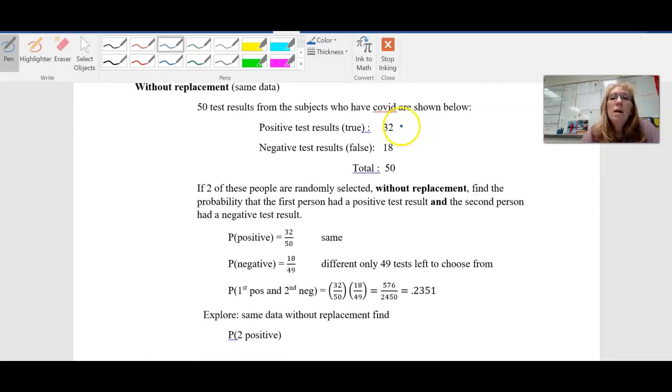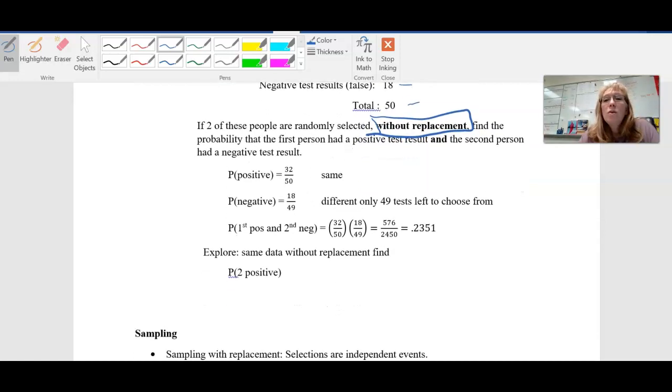Okay, same data, same 32, same 18, same 50, this time without replacement. So that means they affect each other. So when I go down here, I want to find the probability of a positive and then a negative. Well, the positive is 32 out of 50 because that's the first one I'm drawing. But now the negative, I don't have 50 left. I only have 49 tests left to choose from. So since I did not put back the first positive, this is how many negative I have left. Multiply that out, we get 0.23, which is a 23.51% chance of happening.